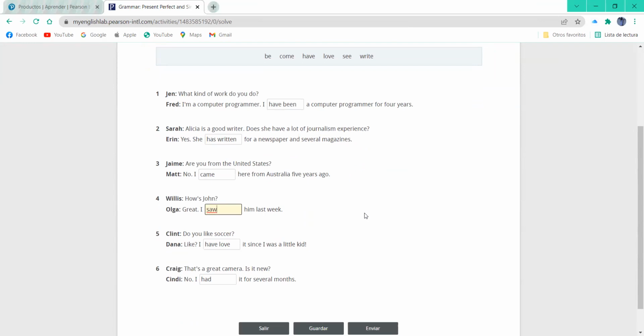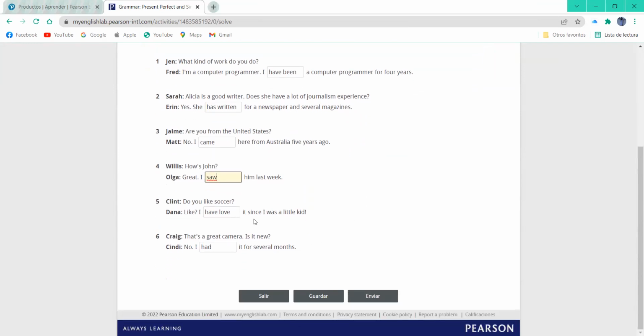This is yes. So, and I have love, the past participle of love. Yes. And six. Is it in simple past or present perfect? The last is the simple past. Yes, because it says that's a great camera.